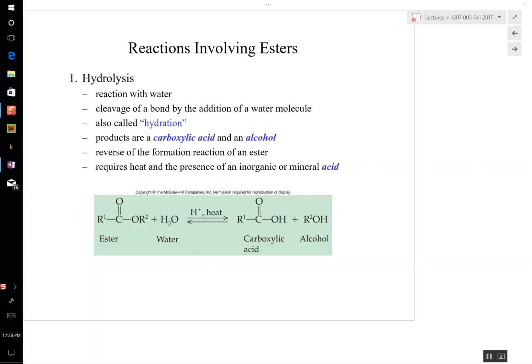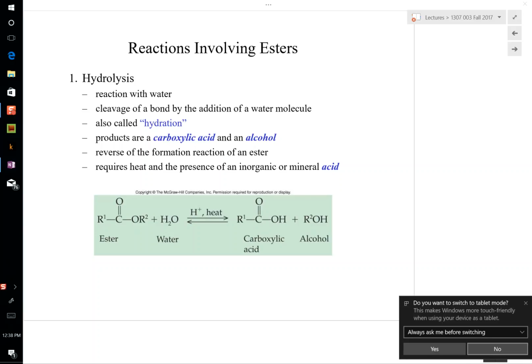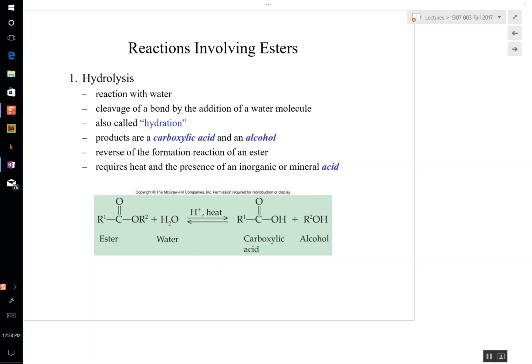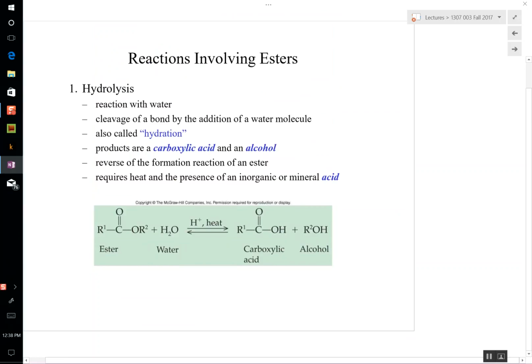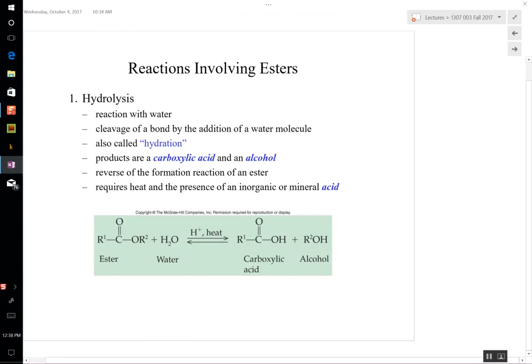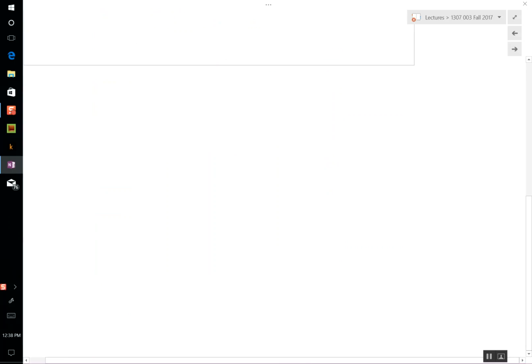Okay, before we get back into saponification, just maybe as a way of review, where did we leave off? We looked at hydrolysis, the reaction of an ester with water. Did we look at this ester? I don't see it here in my notes, so I'm just wondering if we did.